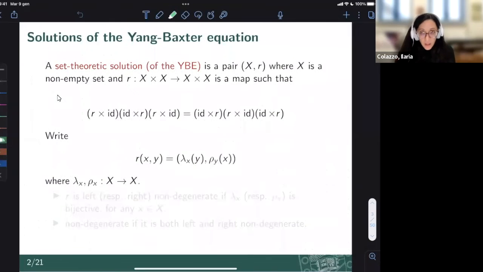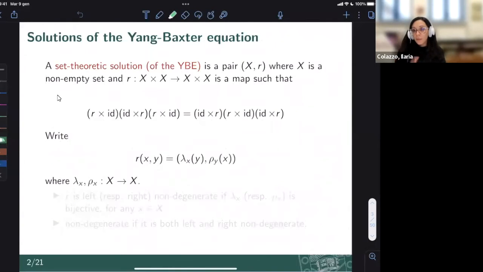So what is a solution of Yang-Baxter? For me, a solution of the Yang-Baxter equation is always a set-theoretical solution of the Yang-Baxter equation. My solution is not necessarily bijective, so it's a pair (X, r), where X is a non-empty set and r is a map, not necessarily bijective, that satisfies the braid equation. We will write the image of the pair (x, y) with lambda_x(y) and rho_y(x).